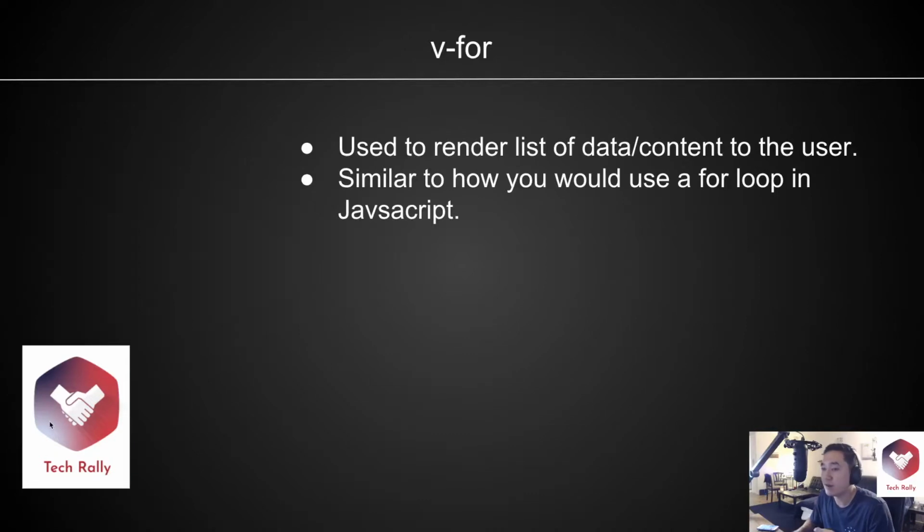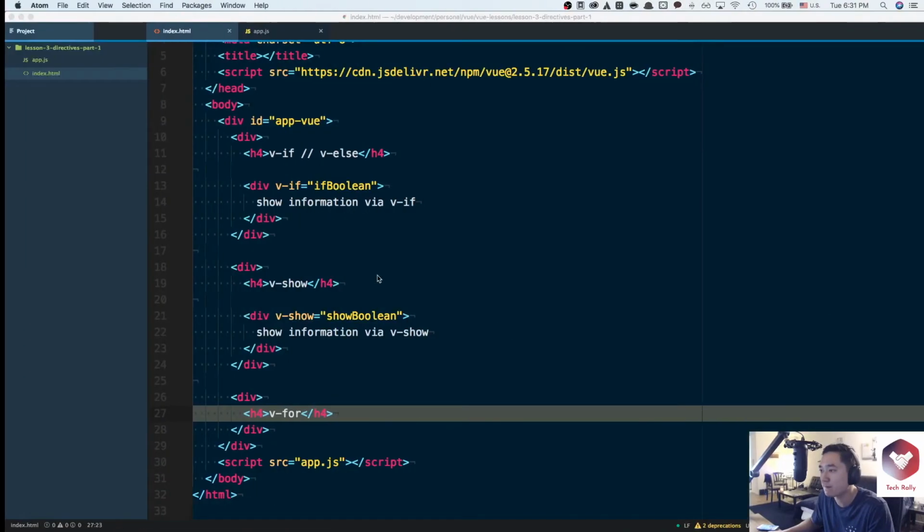The next directive I want to go over is the v-for. It's used to render a list of data or content to the user. And as a front-end developer, where you're required to probably make a lot of API endpoint requests and just return a list of data sets, this will be essential for displaying data to your user. In terms of usage, it's very similar to how you would use a for loop in JavaScript. Let's take a look at the example.